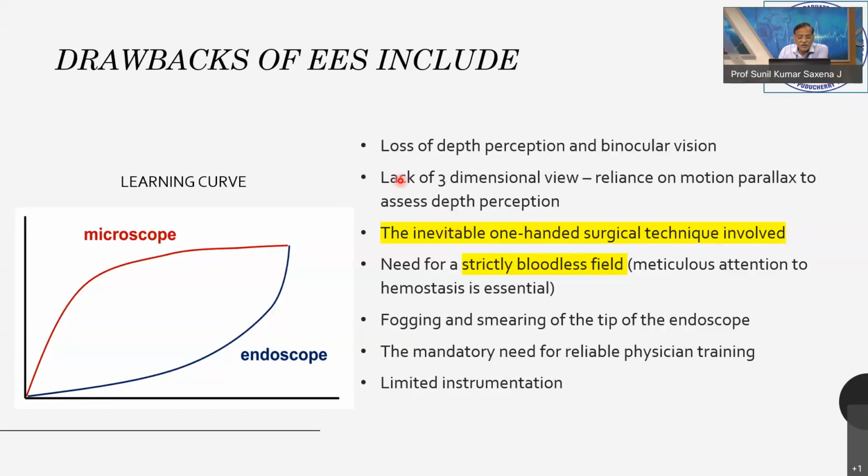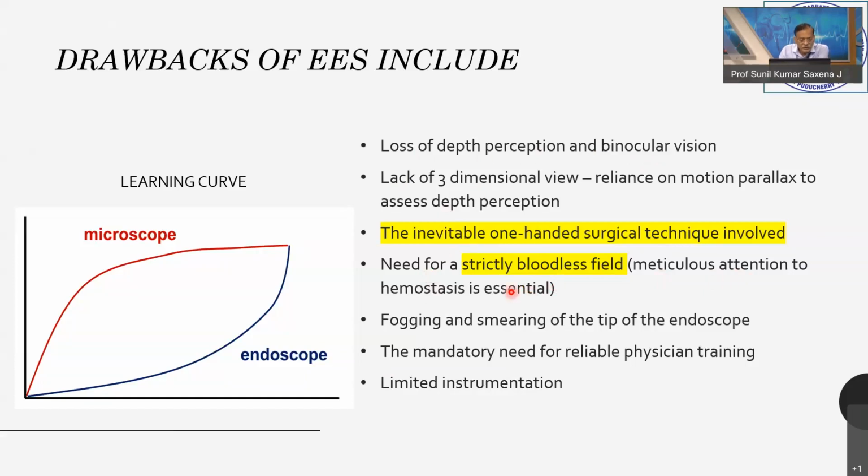The second drawback is loss of depth perception, as there is no binocular vision. But that depth perception can be achieved by moving the endoscope in and out. So the lack of a three-dimensional view can be overcome. Another important point is that there has to be a strictly bloodless field. That is important. Meticulous attention to hemostasis is essential.